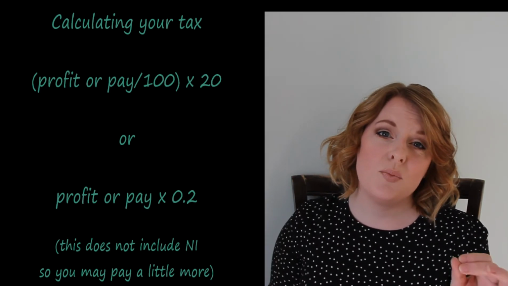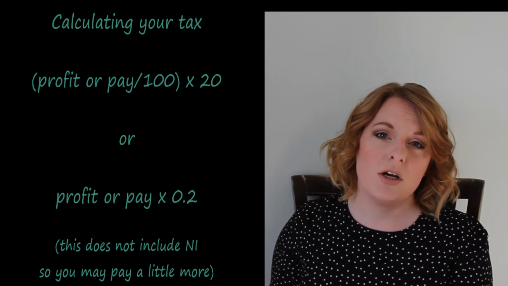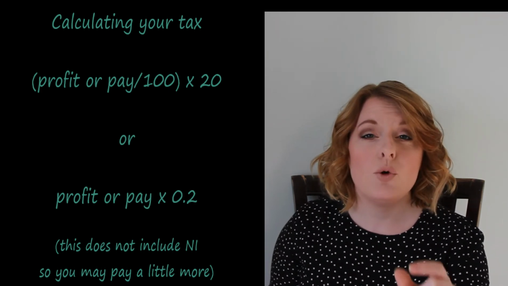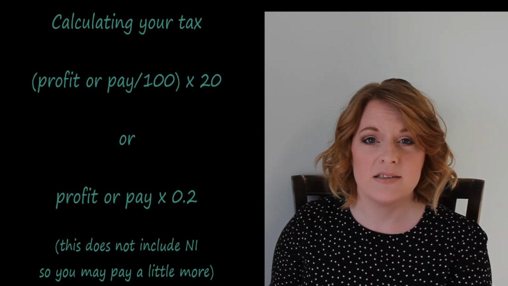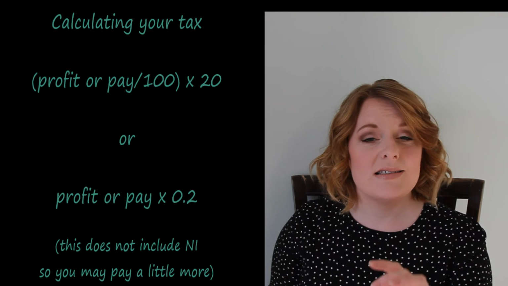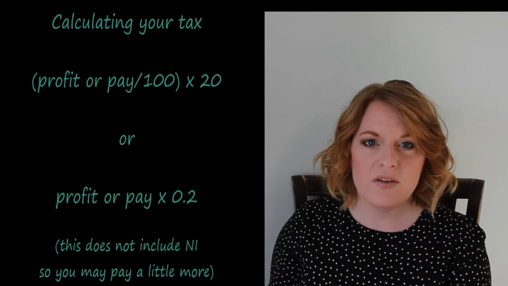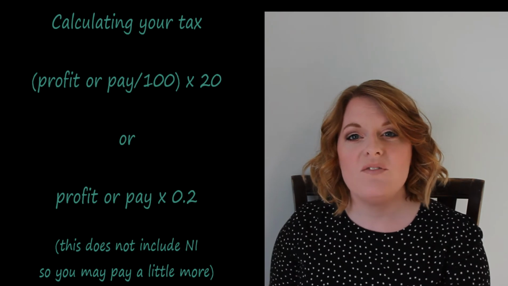To work out your tax, I'm going to put a couple of calculations up on the screen. What you do is you take your profit or your pay or your earnings, whatever you would like to call it, you would divide that by 100, then times that by 20, and that will give you how much tax you are required to pay on your profit or your earnings. Another calculation that would give you exactly the same answer is your earnings, your pay, your profit, times that by 0.2, and that will give you the amount of tax you will need to pay.